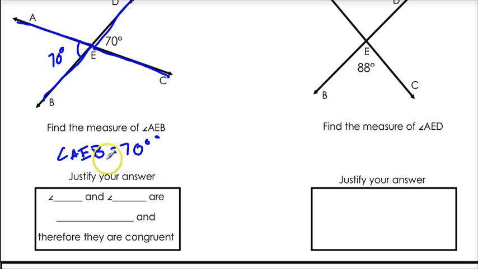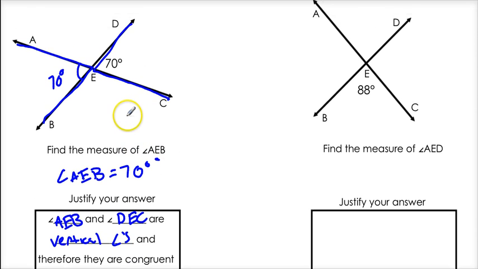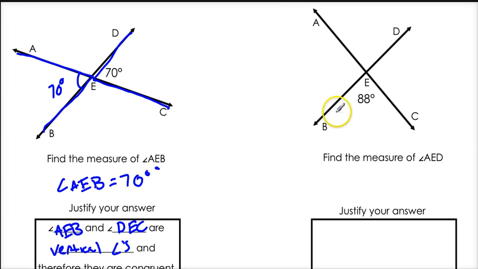So how do we write this to justify our answer? Same thing. We know that angle AEB, which is right here, and angle DEC, which is right here, are vertical angles, and therefore they are congruent. That's it. That's how I knew my answer. That's how I justify it.